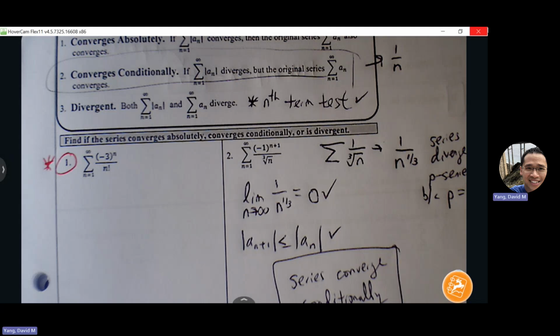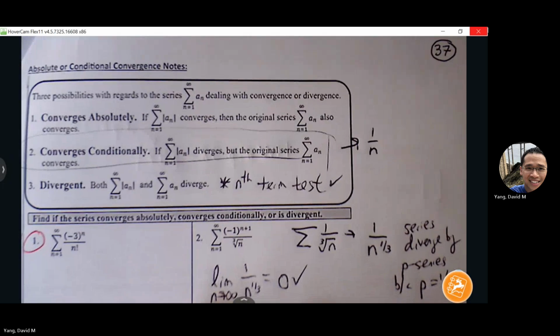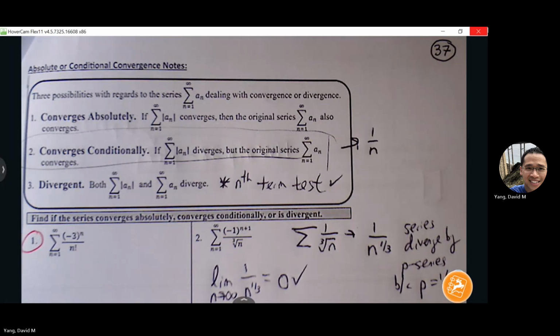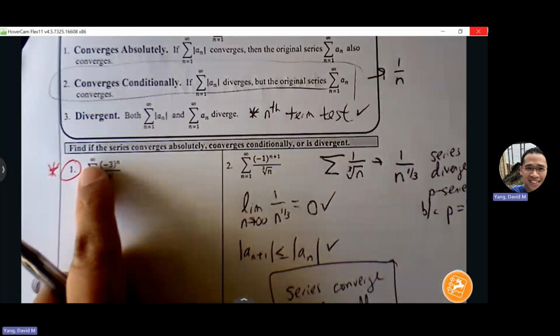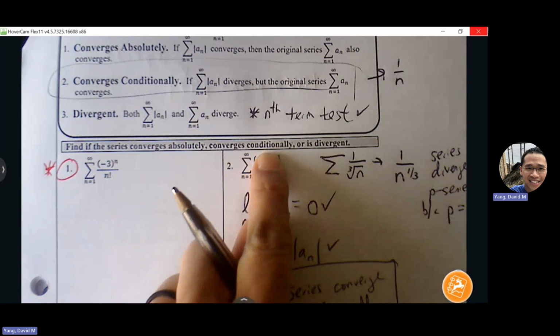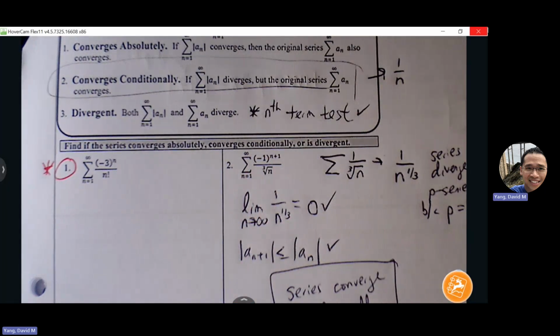Okay, let's go back to page 37. We skipped over some of the problems from the absolute versus conditional convergence because we didn't know how to do ratio tests, but now that we know, we can deal with those factorials and exponential problems a little better. Okay, page 37. All right, so number 1. It says find if the series converges absolutely, conditionally, or whether it's divergent.